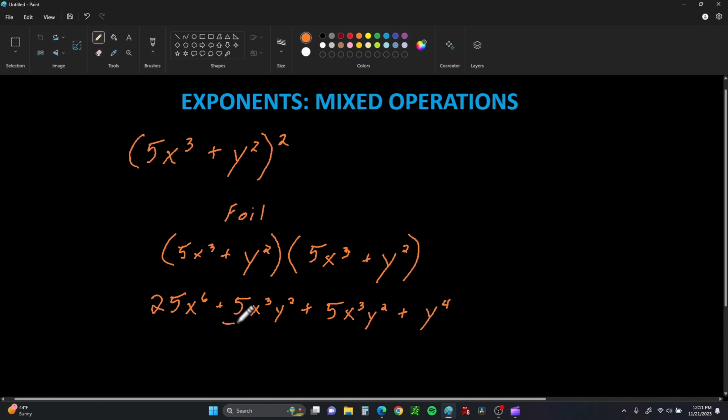And then I want to simplify by adding like terms. So I have 25x to the sixth plus 10x to the third y squared plus y to the fourth. And this is our final answer.